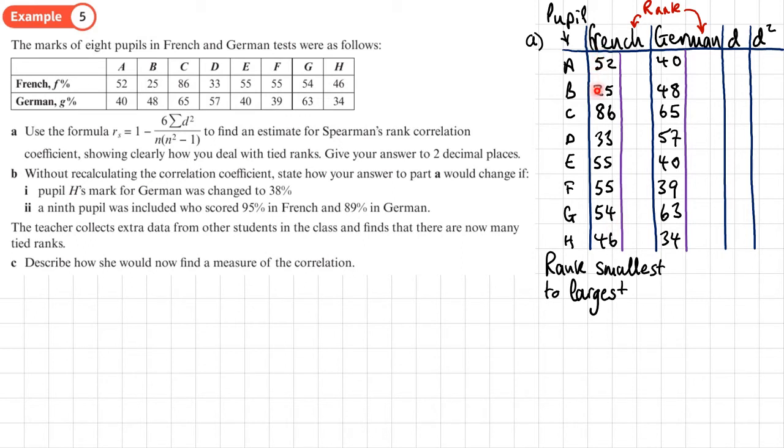So if I start with French, I can see that the smallest French score is 1, so that's going to have a rank of 1. Then I have 33 comes next, so that's going to have a rank of 2. Then 46 down at the bottom here, that's going to have a rank of 3. Then at the top we have 52, so that's going to have a rank of 4. And then 54 will have a rank of 5. Then you can see we've got 2 55s. So we're going to rank those 6 and 7. That's going to have a tied rank in a minute, and 86, 8.